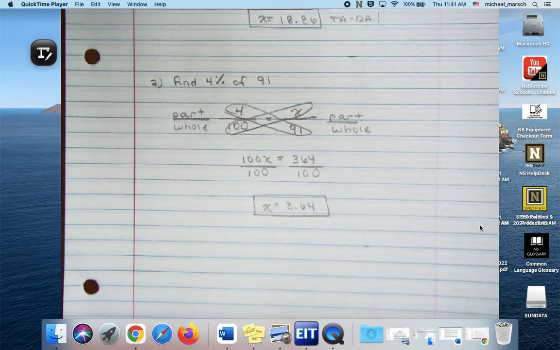Now, I'm going to show you guys how to check your work on these because in theory, you should always get these correct because there is a way to check and see if you were accurate.